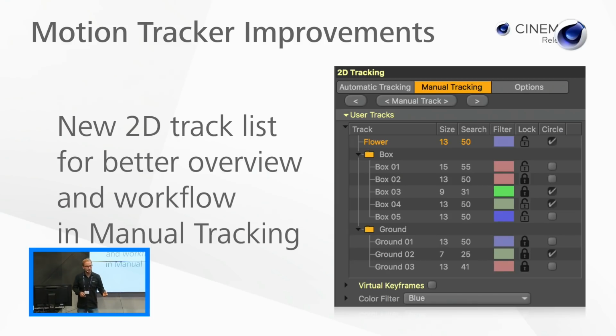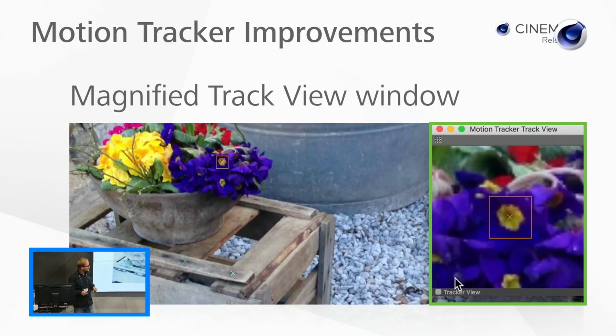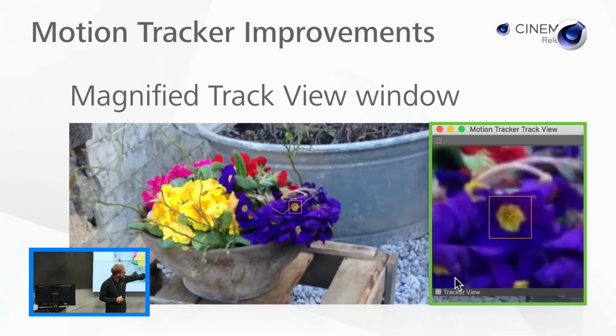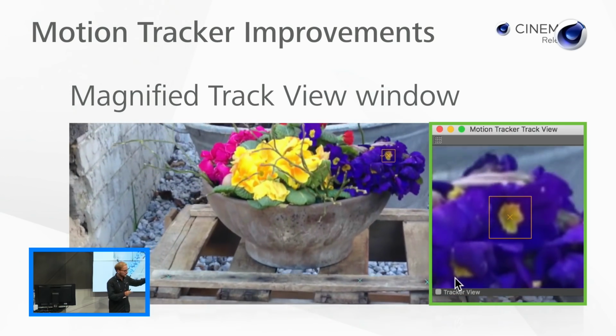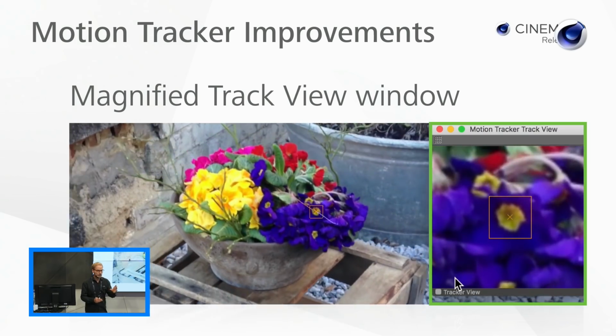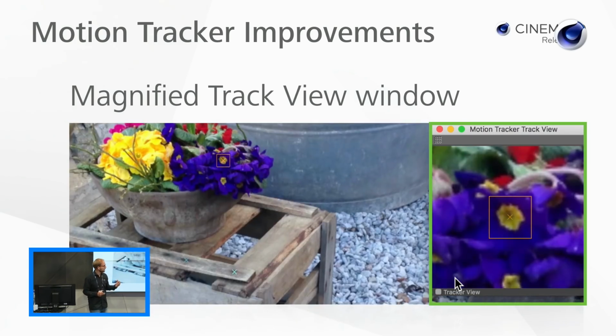You can lock separate tracks, and you can set separate tracks to be a circle shape instead of a rectangle shape. So this is a very nice addition. And the other nice addition here is the motion tracker track view, which is an additional window. What happens here is that the track is locked in its position and the footage moves around. This way you can really see if your track is stable or not.